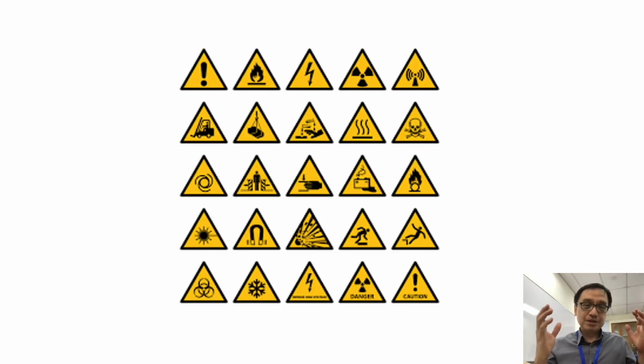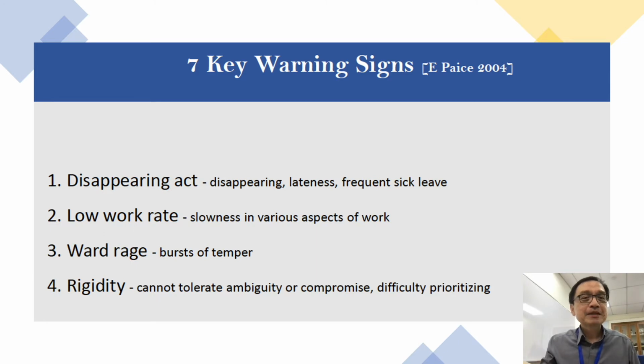Well, we must know the warning signs. Some of us are not so sensitive to the warning signs, which are very glaring and obvious to those who are trained or well versed in doing that. So it's good for us to know a few signs. Well, seven warning signs. Important one, disappearing act. We do have people like that. Low work rate.